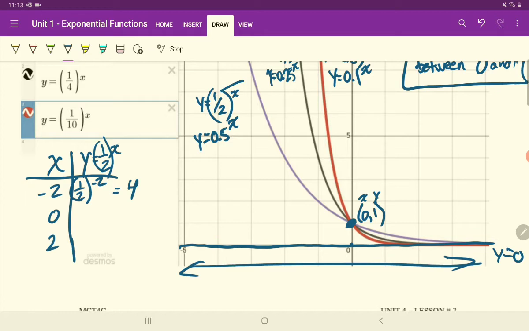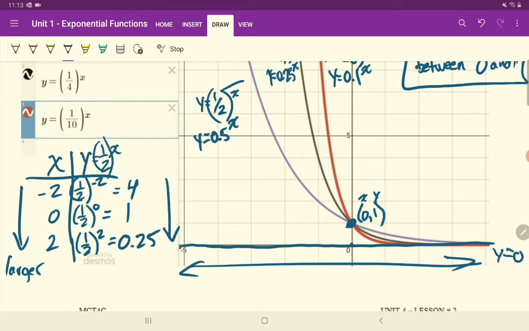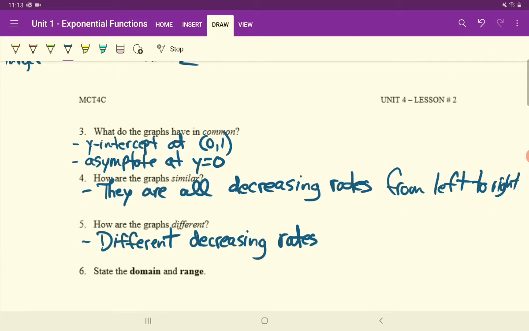Okay, so 1/2 to the power of -2 is 4. Then 1/2 to the power of 0 is 1. And 1/2 to the power of 2 is actually 0.25. So you can see that as my x values are getting larger, my y values are doing what? They're getting smaller. And they're going to keep getting smaller as I keep inputting larger x values. And so that's why we have a decreasing function here, which is important to note.